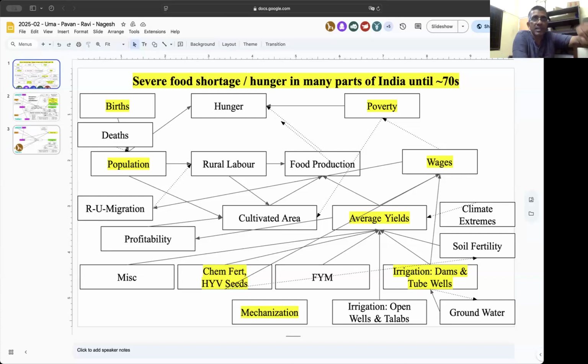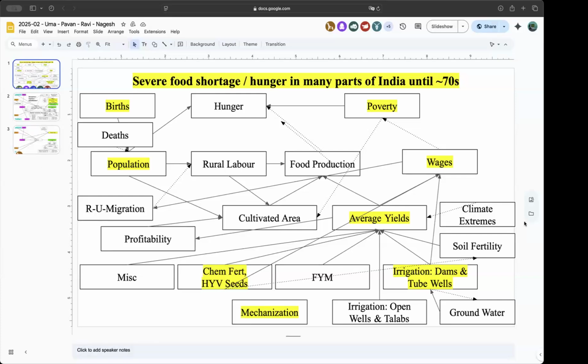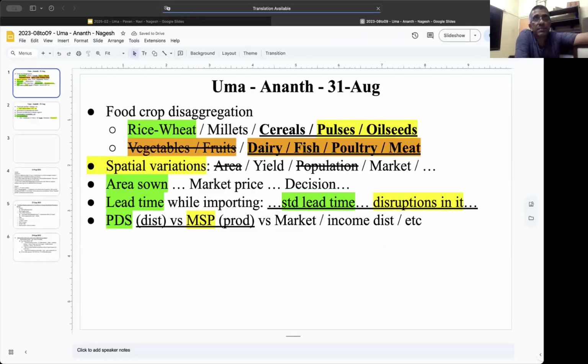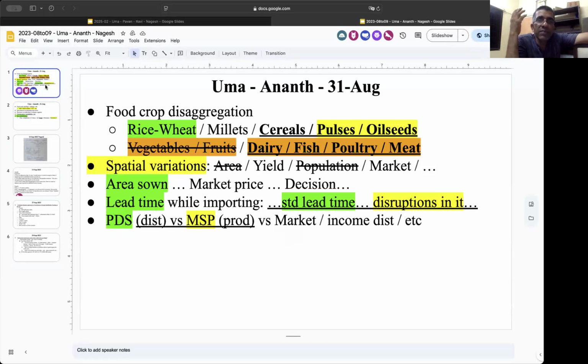To open the other PPTs, sir. Yes, sir. Because that is how we thought first. So we wanted to look at food crop disaggregation. First we said, let us concentrate on cereals, pulses, and oil seeds. We didn't want to look so much at dairy, fish, poultry, meat, which is also important. But we wanted to take these three categories.